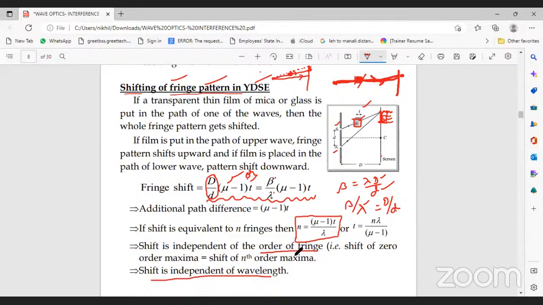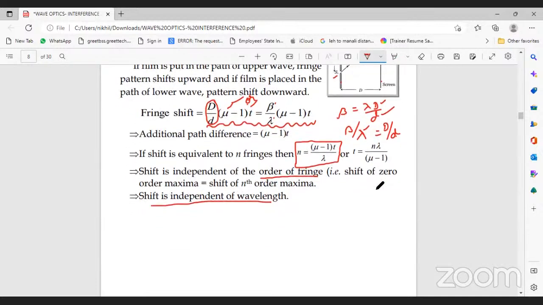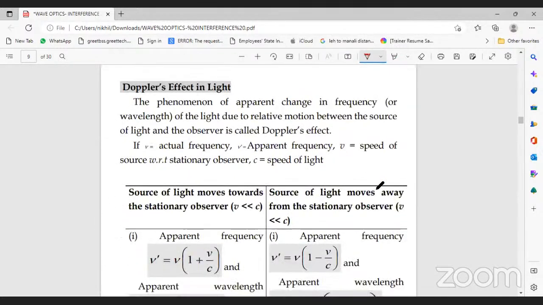If you want to find the shift in the fringes, you use the formula capital D by small d into mu minus 1 into T. If you want to find the number of fringes shifted, you use the formula mu minus 1 into T divided by lambda. So this is the shifting concept in Young's double slit experiment.